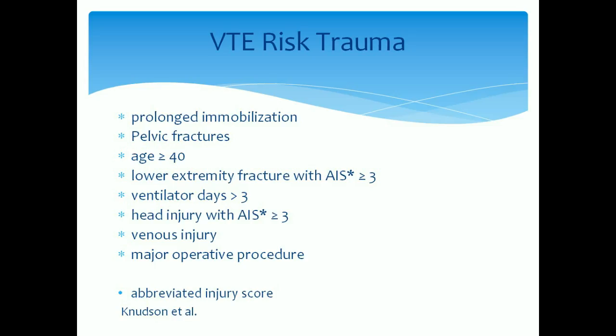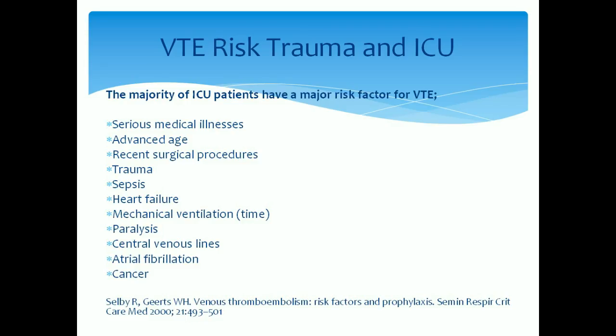Okay, within trauma, these are all risk factors for DVT. So, yes, more than 3 of lower extremity fracture or head injury, a venous injury, a procedure, etc. In the ICU, these are all factors here. The trauma itself, before the patient got to the ICU. Atrial fibrillation is often something that people don't associate. And age.